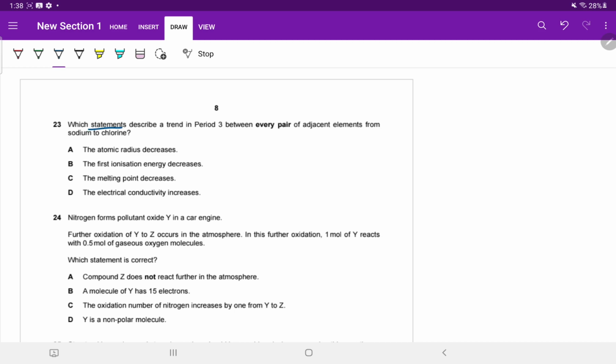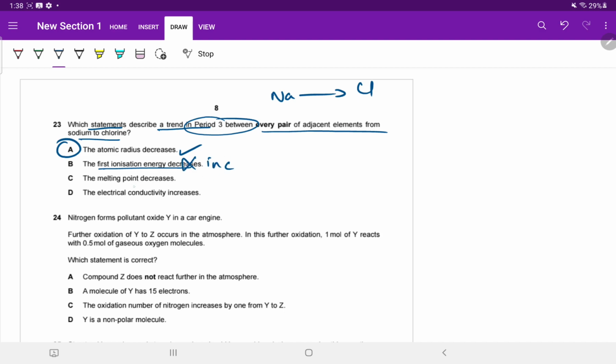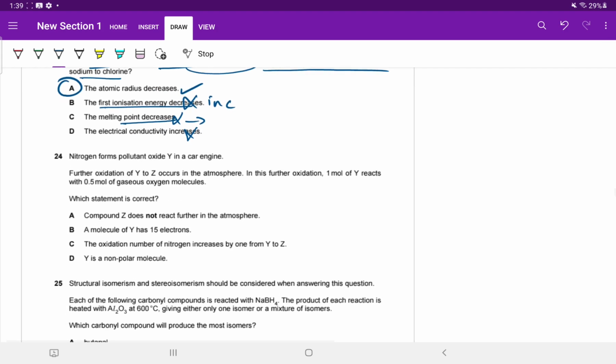Question number 23, it says, which statement describes the trend of the periodic table between every pair of adjacent elements from sodium to chlorine? As we move from sodium to chlorine in the period, we know that the atomic radius decreases. So this is true, so the first option is correct. Let's see the next options. It says the first ionization energy decreases. No, we know it increases. The melting point decreases. No, there is a variation in the trend of melting point, so there is no fixed increase or decrease, so that's wrong. The electrical conductivity increases. That's wrong, because electrical conductivity increases and then there is no electrical conductivity of the non-metals, so that is obviously wrong.